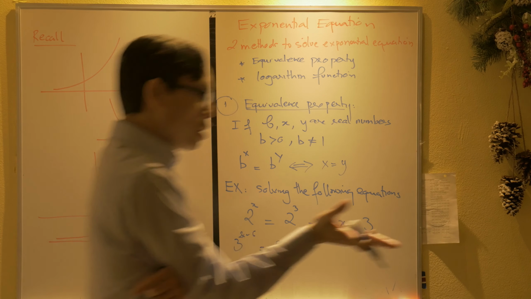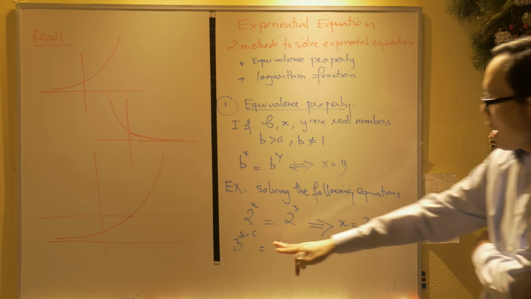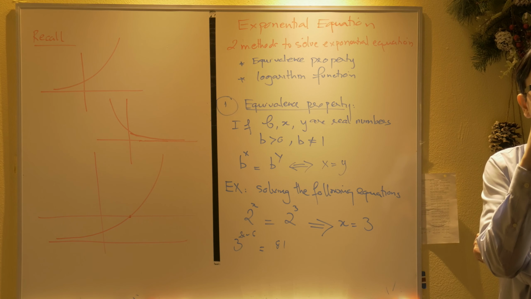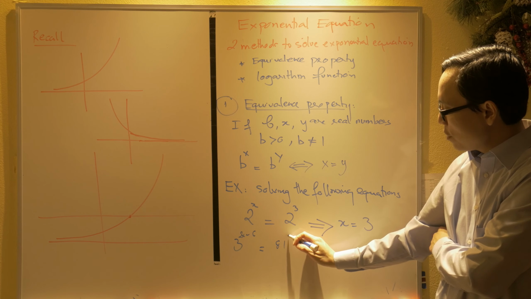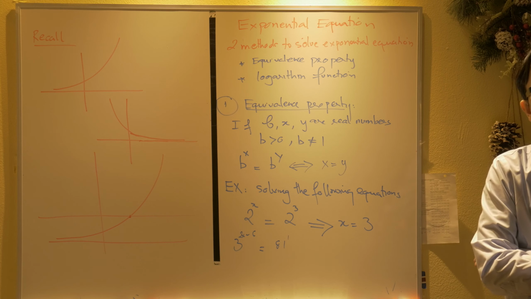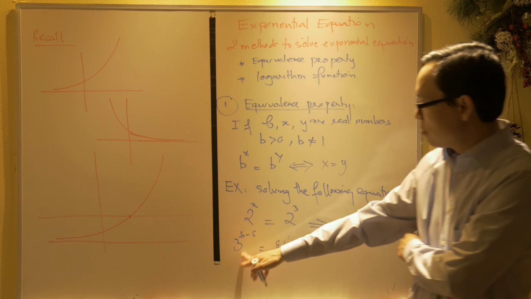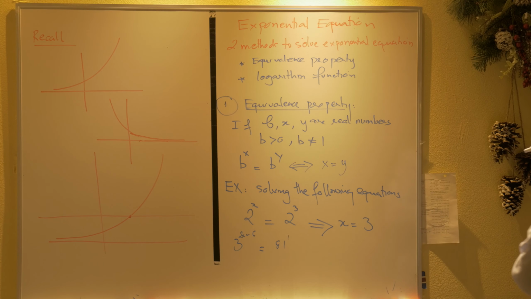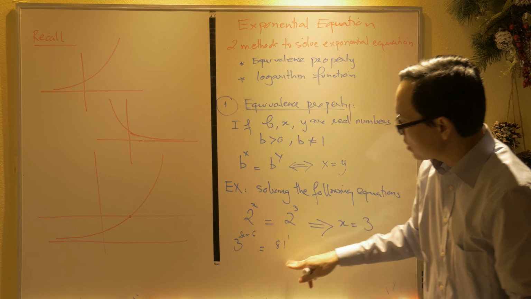The goal is to get the same base. Right now, on the left hand side, the base is 3, which is good. But 81 is like 81 to the first power. 81 is the base. It's not the same as 3. So we need to convert. We need to manipulate it somehow so that the base is the same.